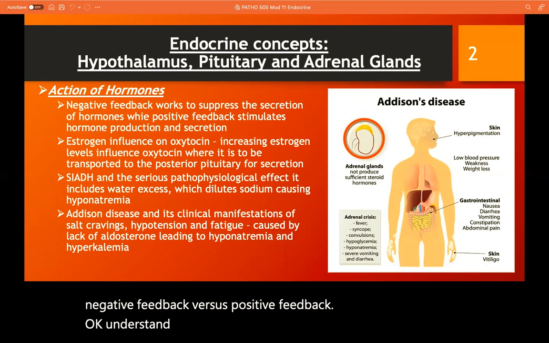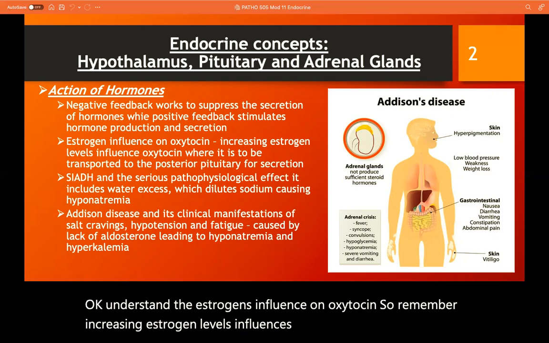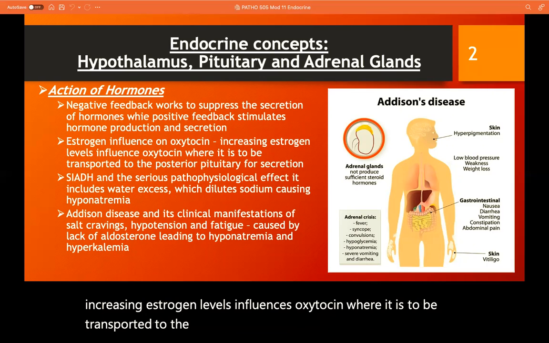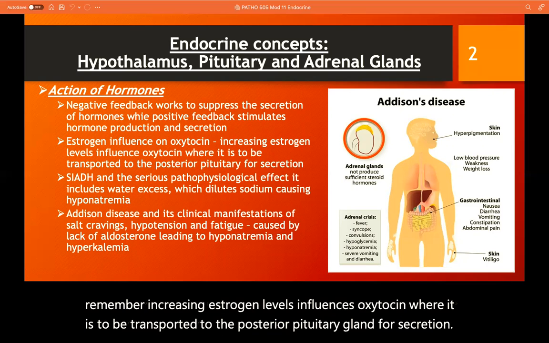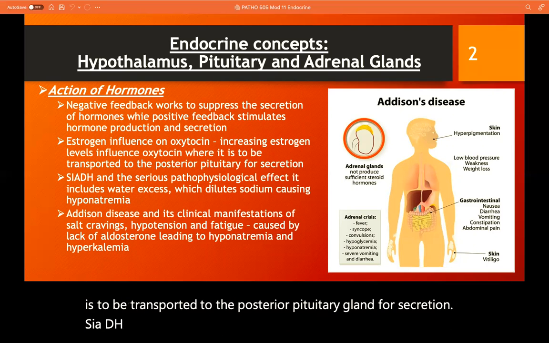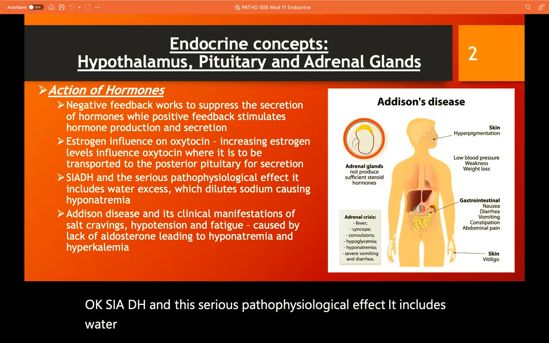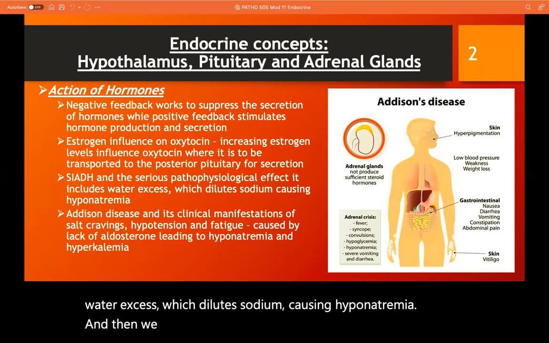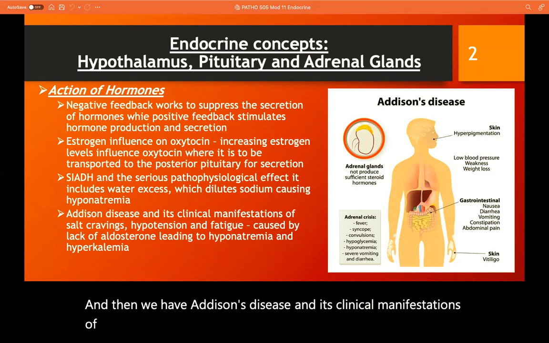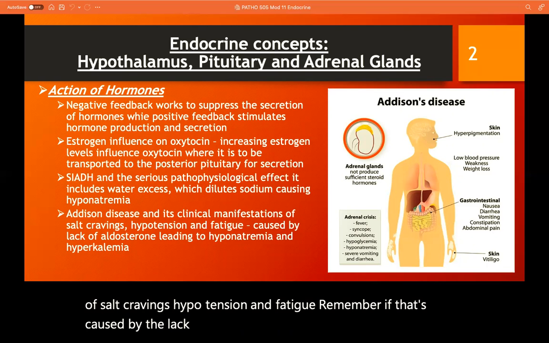Understand the estrogen's influence on oxytocin. Remember, increasing estrogen levels influence oxytocin, where it is to be transported to the posterior pituitary gland for secretion. Okay, SIADH and this serious pathophysiological effect includes water excess, which dilutes sodium, causing hyponatremia. And then we have Addison's disease and its clinical manifestations of salt cravings, hypotension, and fatigue. Remember, that's caused by the lack of aldosterone, which leads to hyponatremia and hyperkalemia.